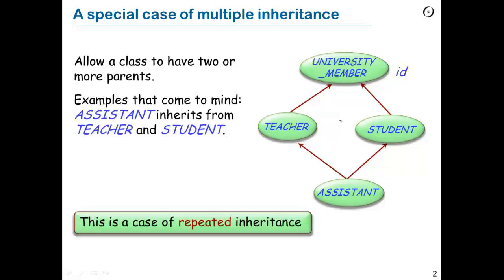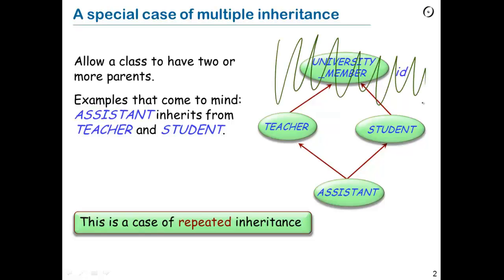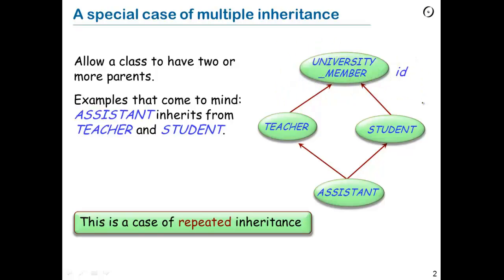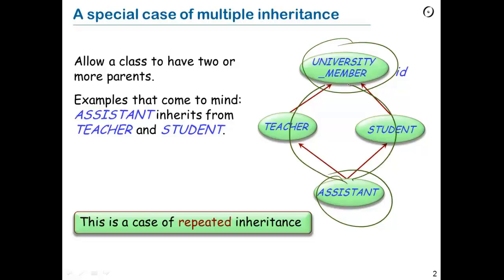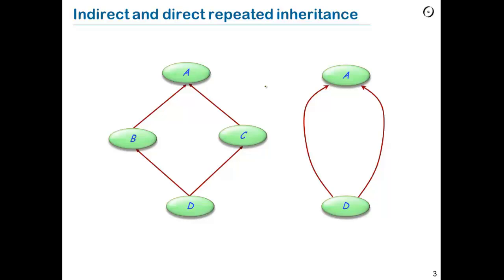So this is a case known as repeated inheritance, also known as the diamond structure. It's often confused with multiple inheritance. Multiple inheritance is the simple case and the usual one in which we simply have a class inherit from both. Repeated inheritance is the special case in which, as a result of multiple inheritance, a class may be a descendant of another class, like assistant from university member, through more than one path. In this case, the path on the left and the path on the right. So we're going to see how to deal with repeated inheritance.